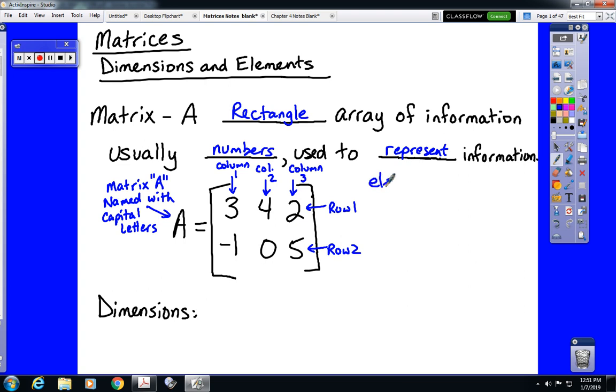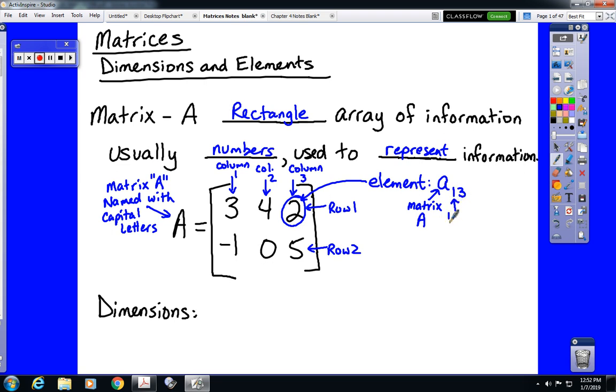Each piece of information in this matrix is called an element. Okay? We'll just name one of these right now. Let's say element 1, 3. That would be this 2. Because it's coming from matrix A, we use a lowercase a to tell us what matrix it's coming from. And then this subscript tells us the location.